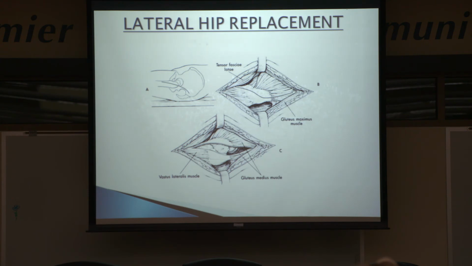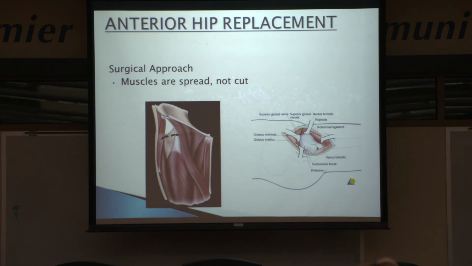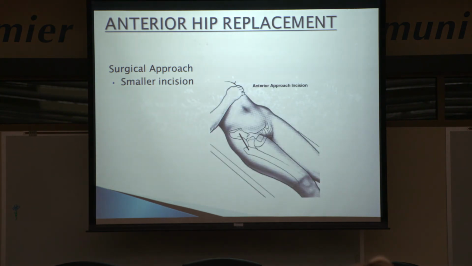Again, at the end of the case, these are all repaired. If I go from the front, or anterior, the anatomy is such that I can spread the muscles apart. I don't have to cut them. And by putting retractors around, we can get right down to the hip joint. So the benefit of going from the front is that we typically can use a smaller incision, because by spreading the muscles we don't have to go through so much thickness to get down to the hip joint. It's more direct to go to the hip joint from the front.